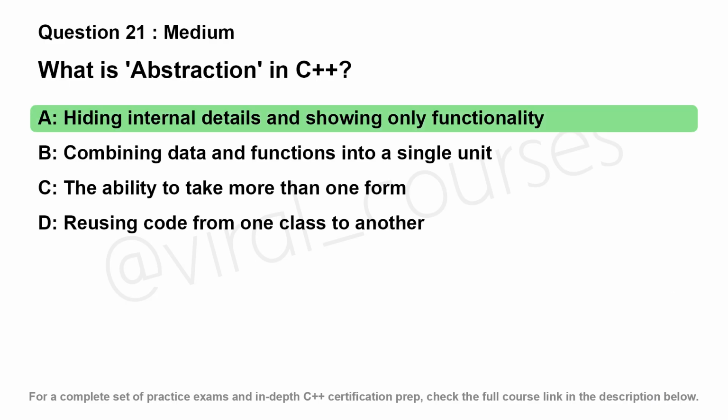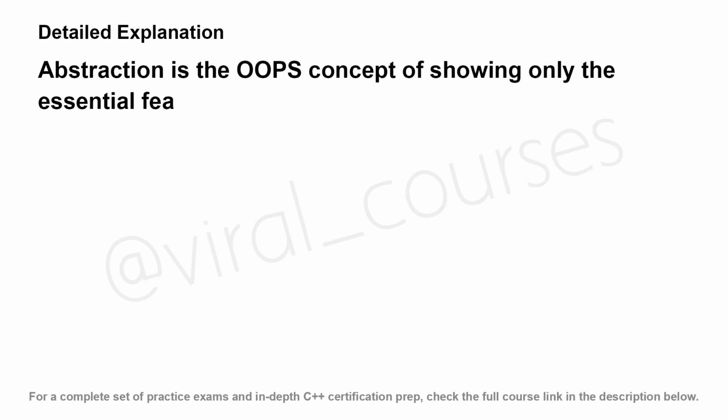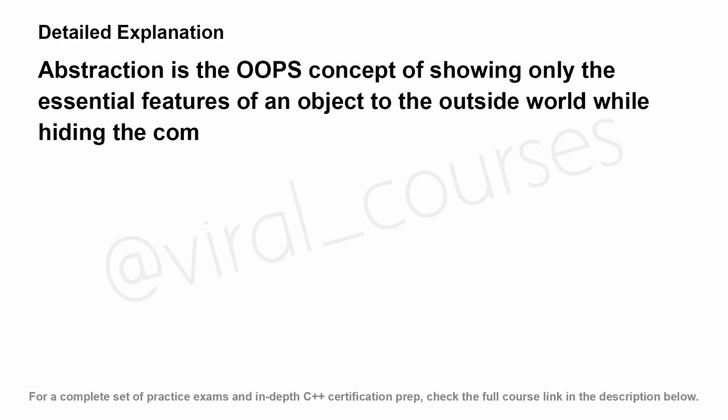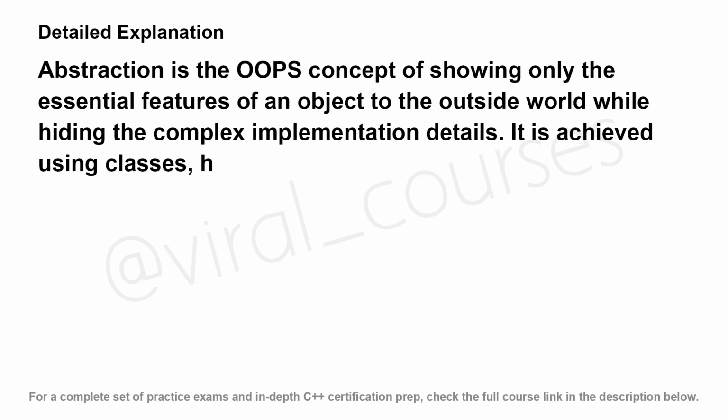The correct answer is A. Abstraction is the OOPS concept of showing only the essential features of an object to the outside world while hiding the complex implementation details. It is achieved using classes, headers, and access specifiers.